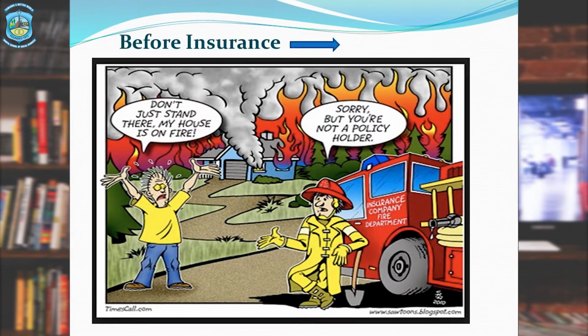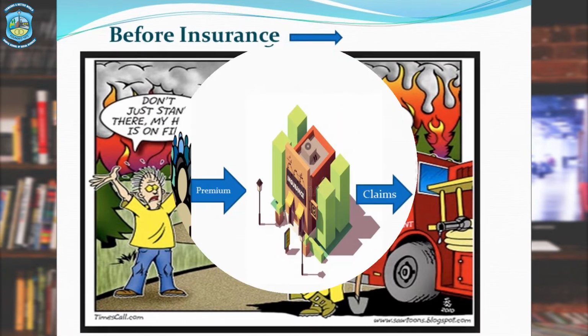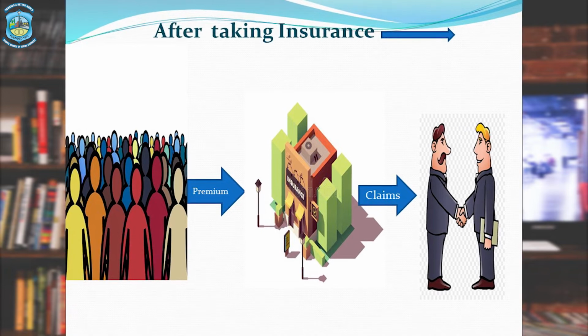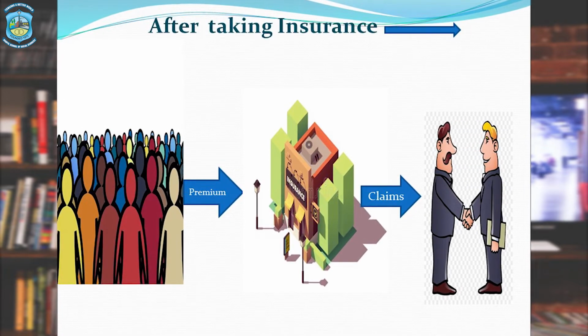From this example, it can be seen that insurance is a very useful financial tool for pooling, sharing, and transferring of the risk so that the financial loss caused to one person who suffers due to a peril is compensated. So this can be the situation of the persons who don't take insurance. And this can be the situation of the people who prefer taking insurance and their losses are compensated.